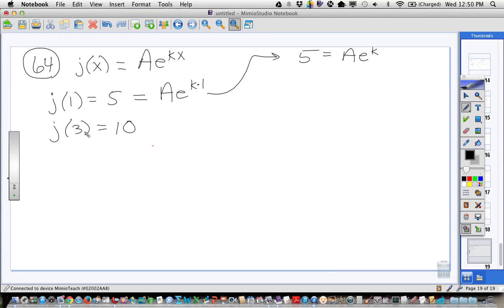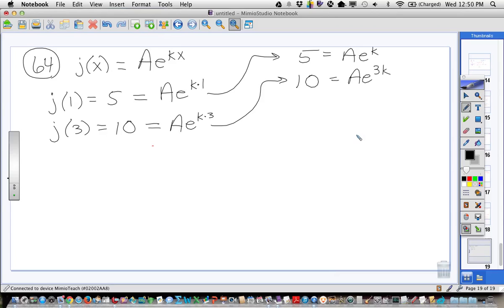Okay, can't really do much with that. So now I'm going to go down to this other piece of information they gave me. And I'm going to plug this in. So this tells me I put a 3 in for x, I should equal 10. So a e to the k times 3. Right? Put a 3 in for x, and then that should equal 10. Now I can't really do anything with that either, so I'm going to park that up here. So I got a e to the 3k.